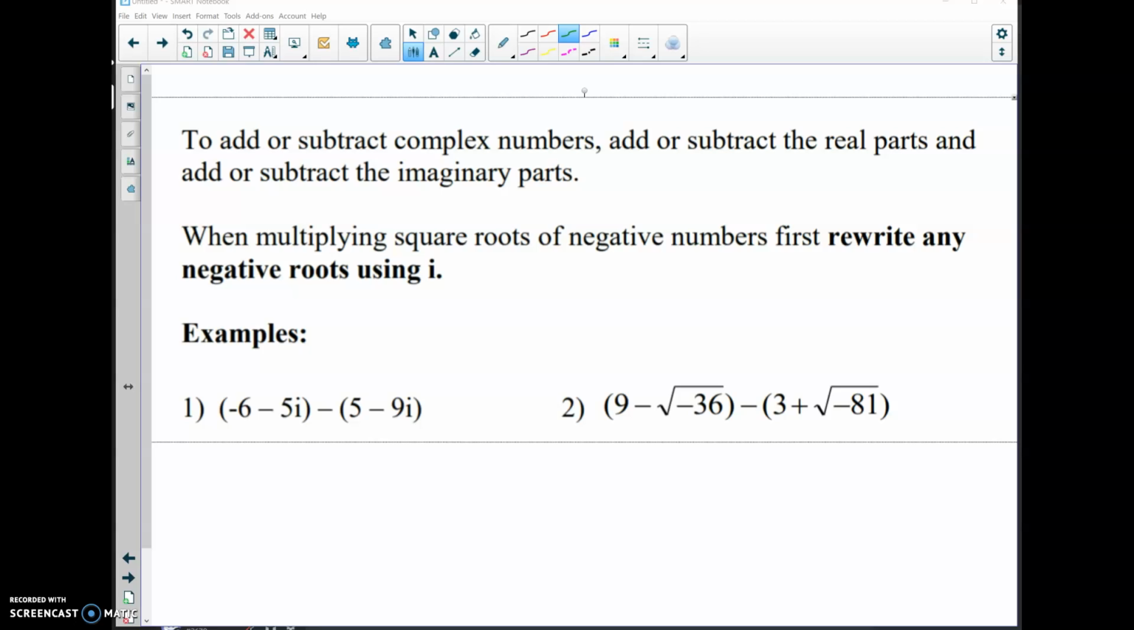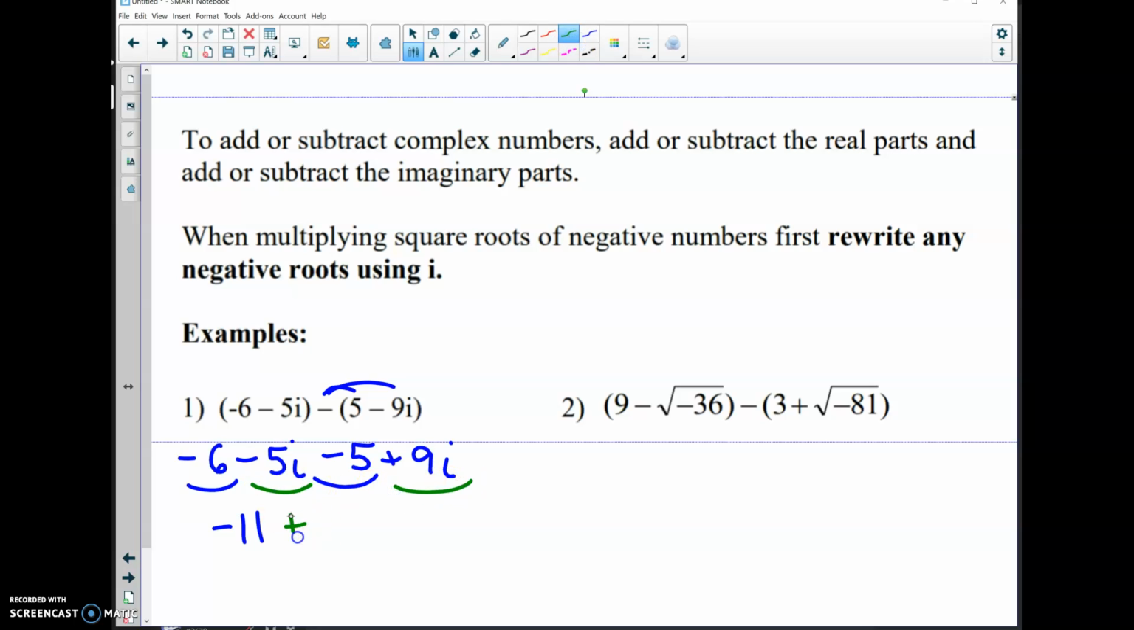So, number 1, you are subtracting complex numbers. Step 1, distribute this negative 1 to each piece of your second complex number. So negative 5 plus 9i is being added to negative 6 minus 5i. So you just combine like terms. Negative 6 and negative 5 is negative 11. And then negative 5i plus 9i is 4i.